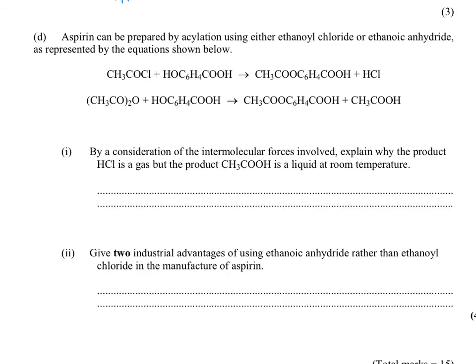By consideration of the intermolecular forces involved, explain why the product HCl is a gas, but the product CH3COOH is a liquid at room temperature. So molecules of HCl are going to have a permanent dipole in them. So they would be held together by dipole-dipole. Whereas here we've got an oxygen directly bonded to a hydrogen. So we're going to get hydrogen bonding. Hydrogen bonding takes more energy to break than dipole-dipole, therefore you get a different boiling point.